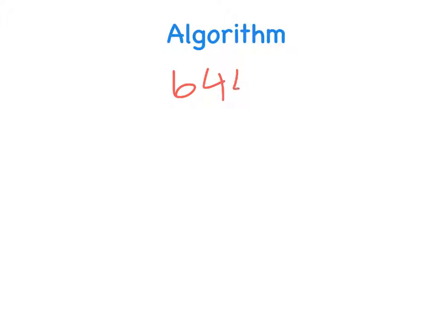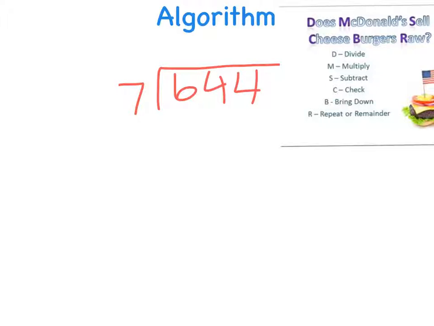644 divided by 7. You might have heard of the mnemonic device in the past, "Does McDonald's sell cheeseburgers raw?" or some variation of that, to help you with division. So I'm going to walk you through the algorithm and talk to you about this mnemonic device as we go.